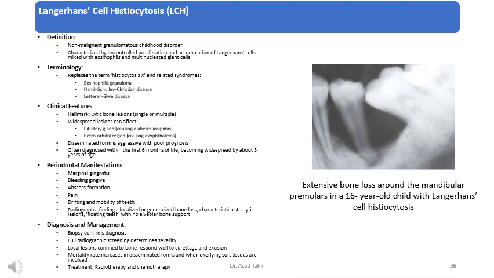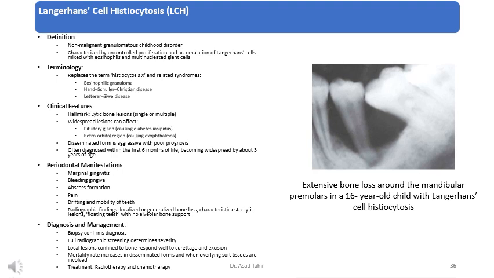Clinical features. Hallmark, lytic bone lesions, single or multiple. Widespread lesions can affect the pituitary gland, causing diabetes insipidus, and the retroorbital region, causing exophthalmos. Disseminated form is aggressive with poor prognosis. Often diagnosed within the first 6 months of life, becoming widespread by about 3 years of age.